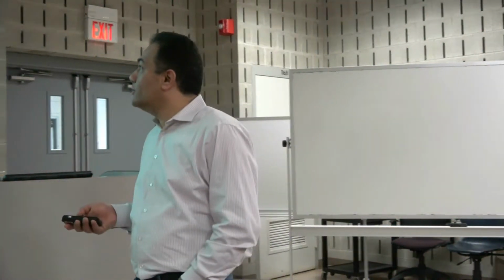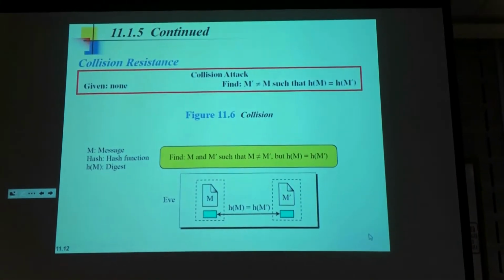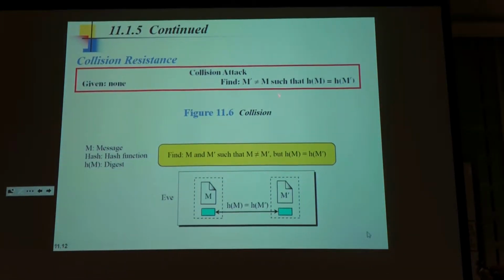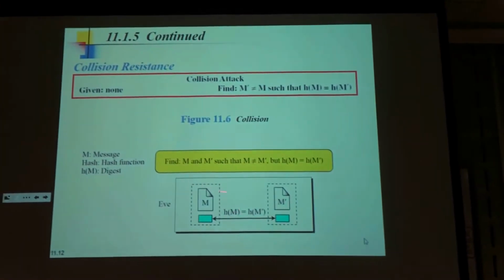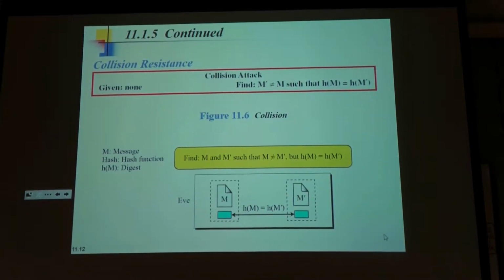Then you have collision resistance. Here you find two messages, the real one and m prime, such that the hash of m equals the hash of m prime, just by collision. Collisions happen. So you could have two messages that collide, and both produce the same digest.